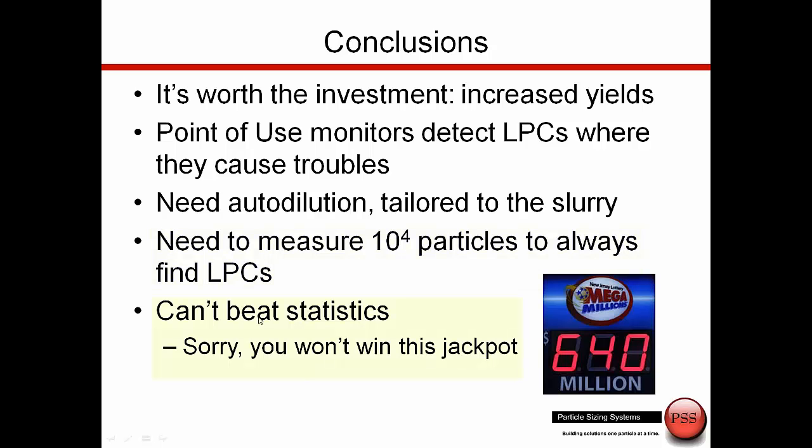Because you really can't beat statistics. And as much as when we see the billboards where there's Mega Millions at $640 million to be won, I have bad news for you. Buying a few tickets, you're not going to win that jackpot. Statistics just don't work that way. And the same thing is true with finding LPCs in CMP slurries. If you think you can just measure a couple hundred particles and find these LPCs, you might get lucky once, you might find some kind of giant upset, but you're not going to be finding what's really going on in the system. You cannot beat the statistics. Therefore, we really need to be looking at this range of number of particles that need to be measured in order to find them consistently.